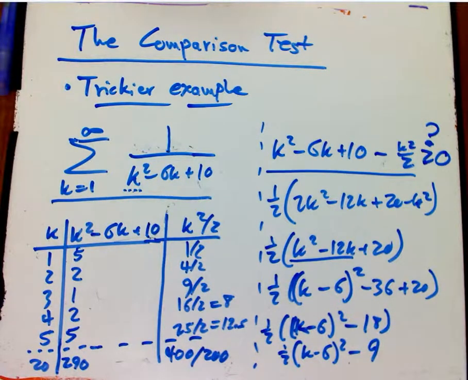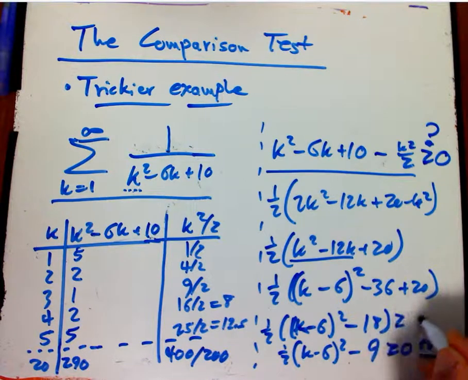When I look at the difference between these two things, this tells us two very important things. One, the main thing is that eventually k minus 6 squared, or 1 half of that even, is going to be much bigger than 9. This is going to be greater than or equal to 0 eventually. And just to pin it down, I will actually figure out when. And then we can just say, okay, if this is greater than or equal to 0, then that's greater than or equal to 0.